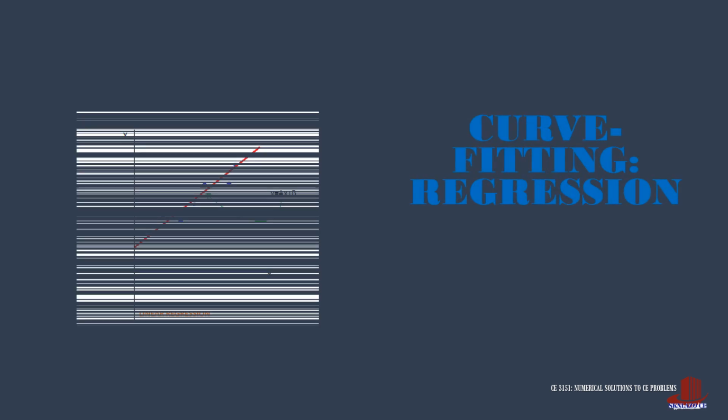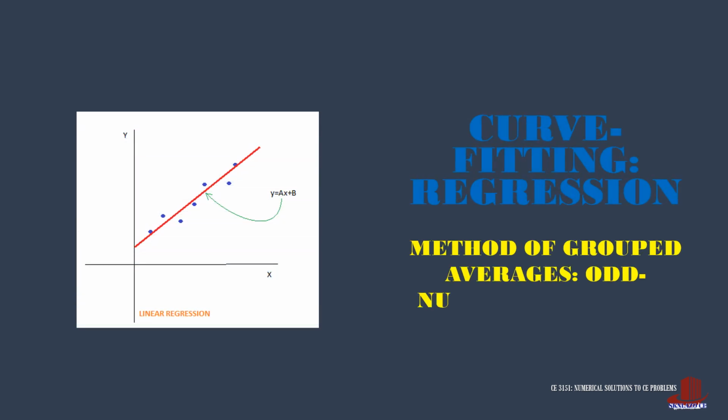How do we use the method of group averages when the dataset has an odd number of data points? Learn it here in Numerical Solutions to see problems.